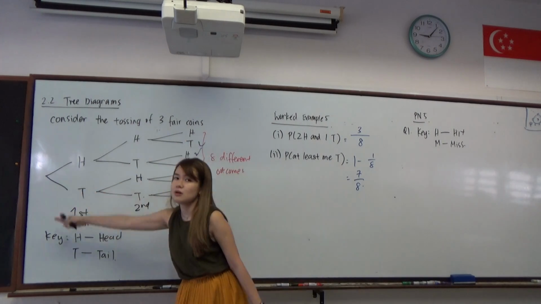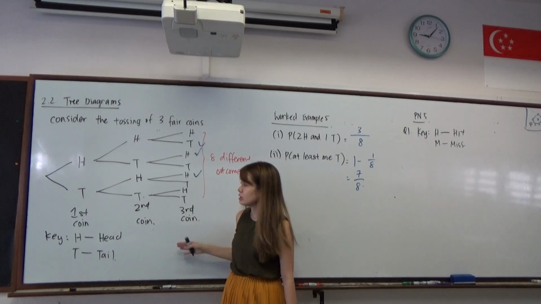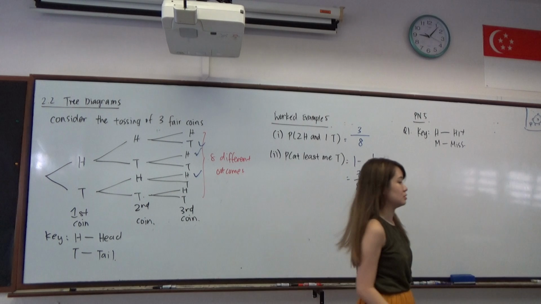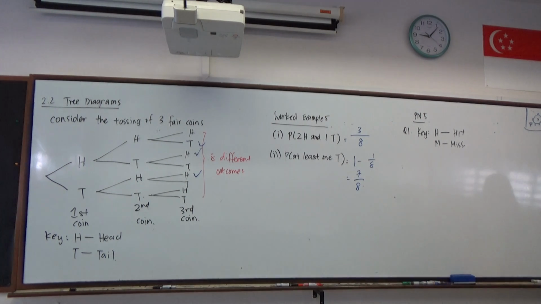This is everything of a tree diagram. Okay, everything that is in black. Yes, the key is part of it. Or else how would I know that H stands for hit and M stands for miss? For question 5.